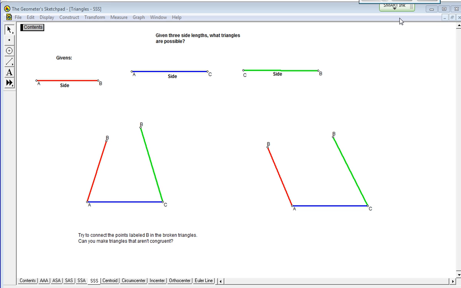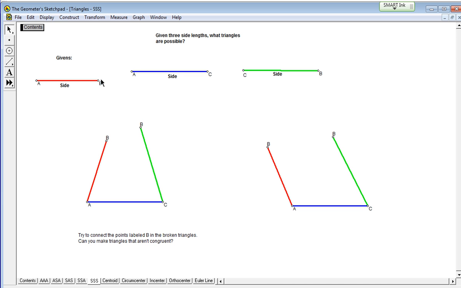Okay, so let's first review some of the triangle congruence postulates and theorems that we've learned. The first one was SSS. So here's the point. How do I know that SSS is a proof of congruence? If three corresponding sides of one triangle are congruent to three corresponding sides of another triangle, does that necessarily mean that both triangles are congruent to each other?